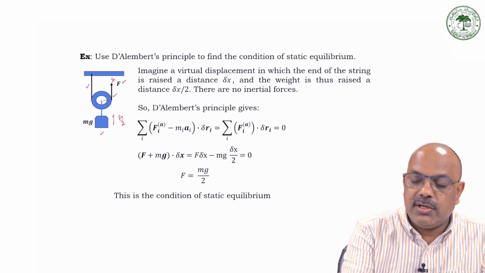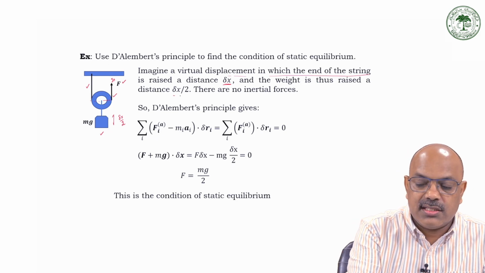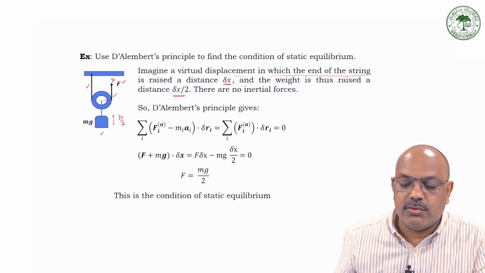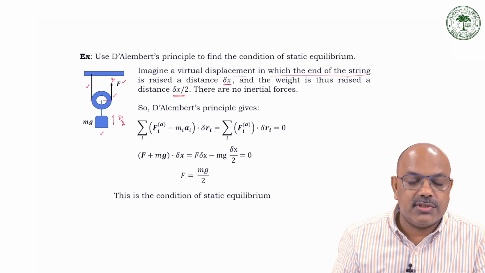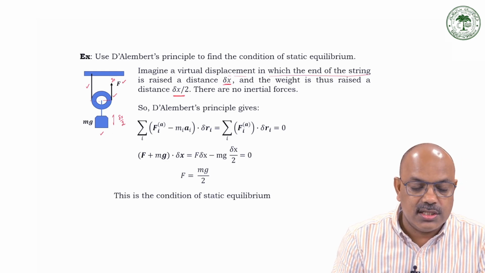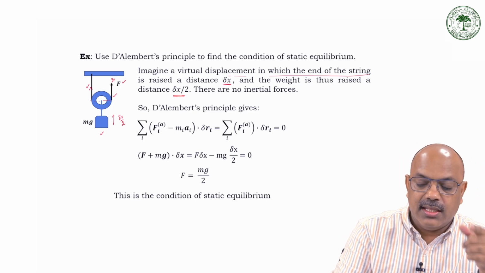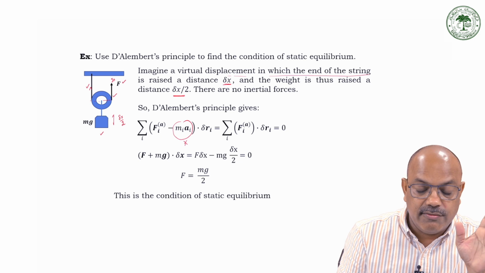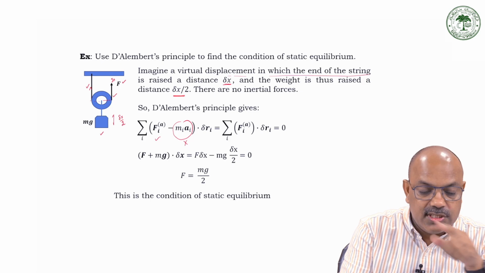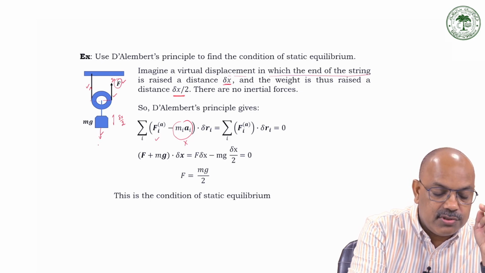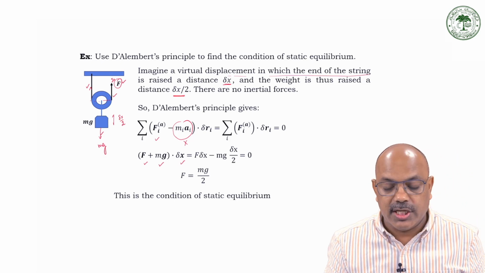Okay, so in a virtual displacement at the end of the string, if I raise this by delta x, then this weight is raised by delta x by 2. There are no inertial forces, we are considering there is no resistance, the constant force is only the tension in the string. Now I apply D'Alembert's principle. The force acting here is my F, and the other force is my mg. So F plus mg, with the virtual displacement delta x.